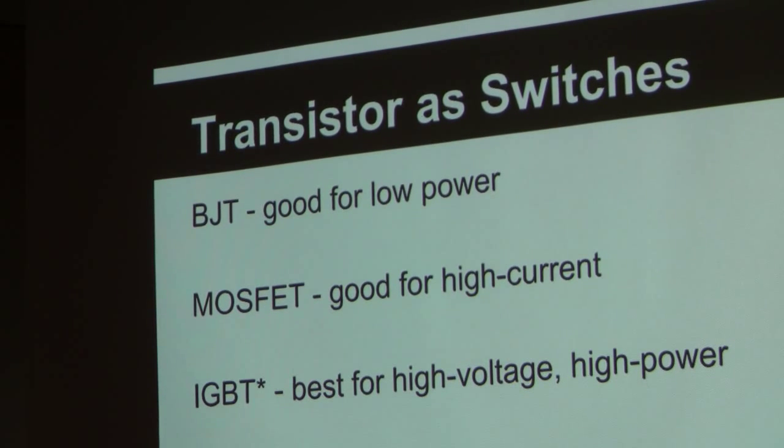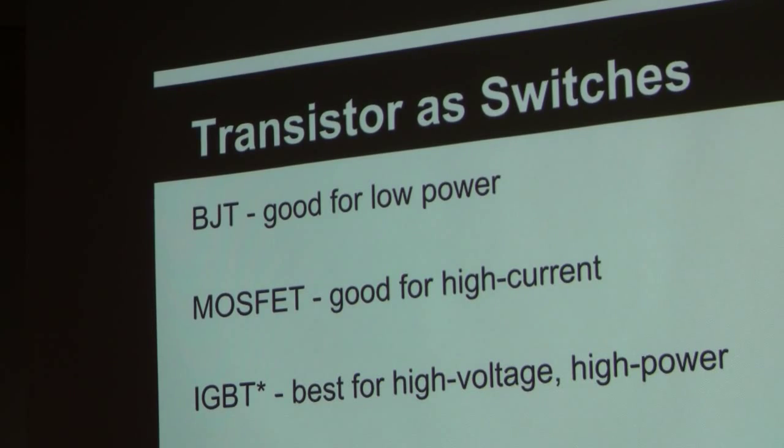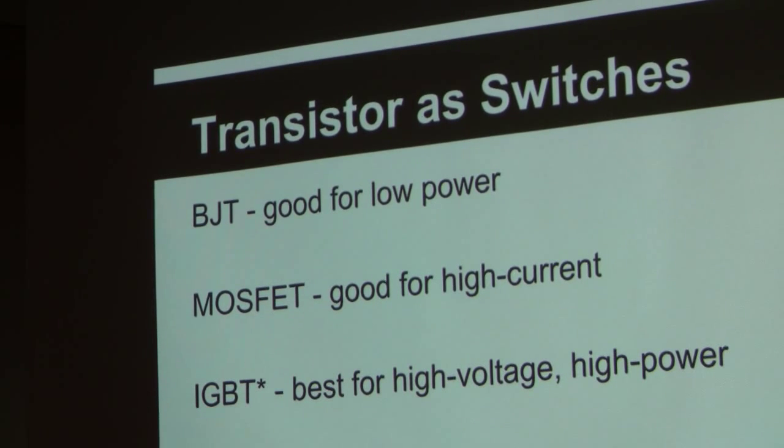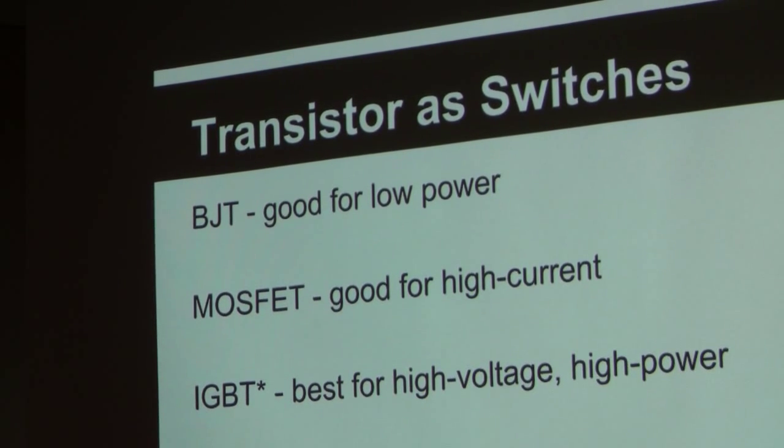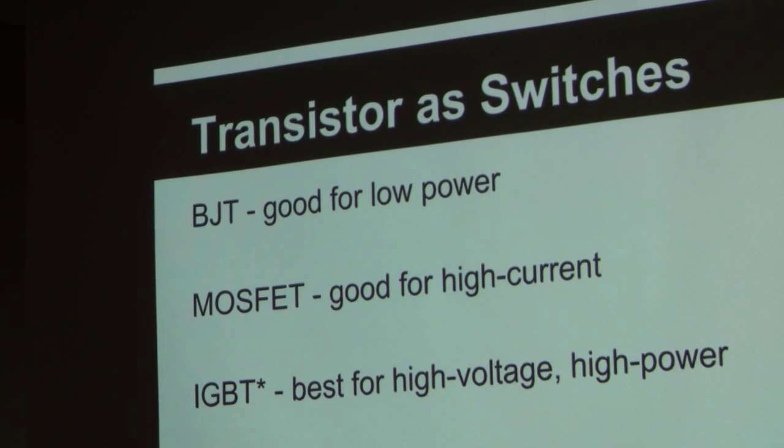MOSFETs really excel at high current because MOSFETs are the reigning champion of low voltage drop across the switching element. They can have microvolts or lower of loss across the switching element, where the BJTs have at least 100 or 200 millivolts, and the IGBTs will have at least 1.3 volts. Most of them have 2 point something volts across them, and there's just nothing you can do about that.